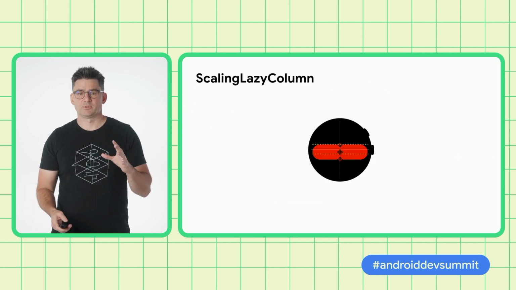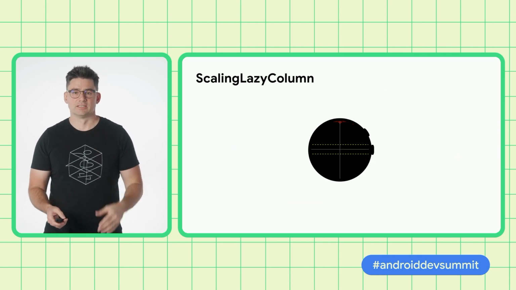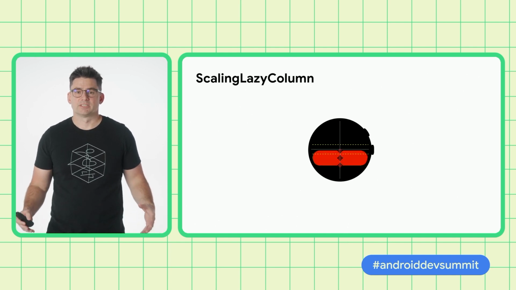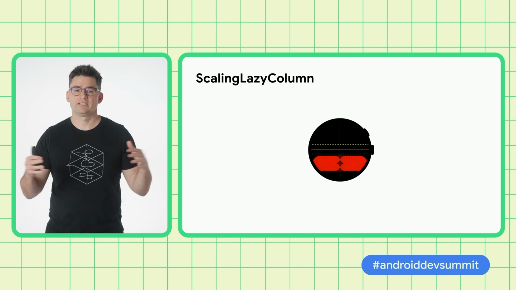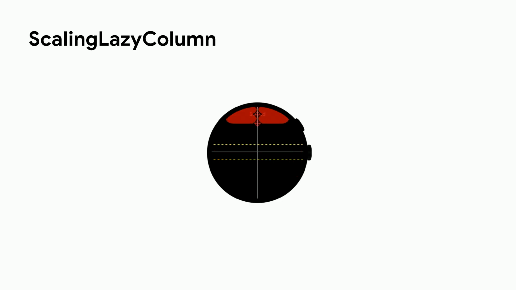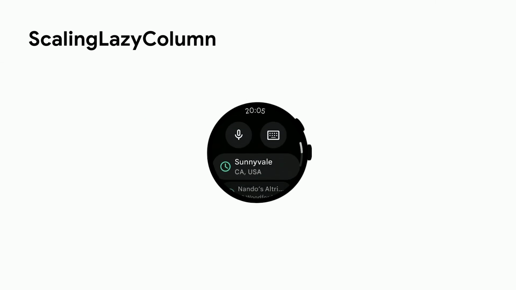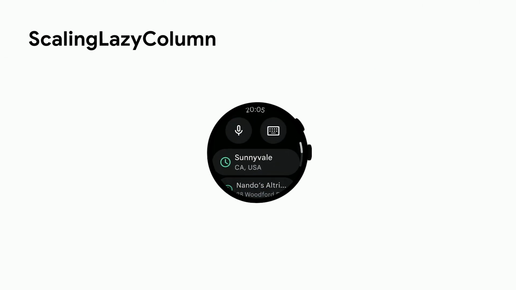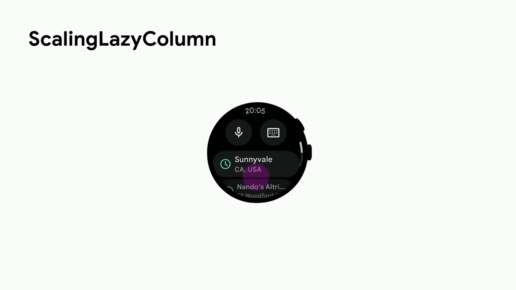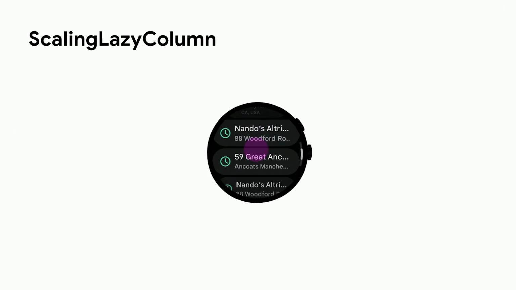This is an example to show exactly what I'm talking about. You can see the element as it comes up, it gets bigger and becomes more opaque. And then as it goes away, it gets smaller and kind of disappears a little bit. That's what scaling lazy column does for you. Here's an actual app where you can see it. Same thing, it scales up and disappears. And then it scales down and disappears as well, which is really nice and helps with readability.